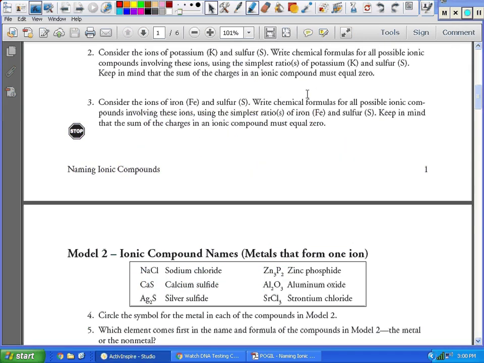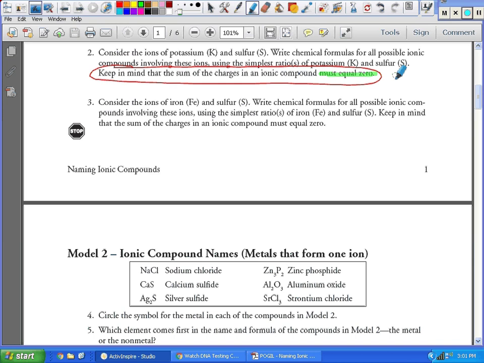Consider the ions of potassium and sulfur. Write a chemical formula for all possible ionic compounds involving these ions using the simplest ratio, potassium and sulfur. Keep in mind, the sum of the charges in an ionic compound must equal 0. So do me a favor and circle or highlight that very last statement. And the key phrase in there is this one. They must equal 0.